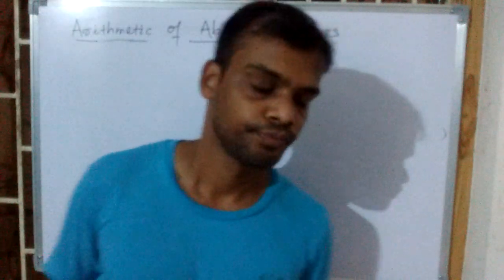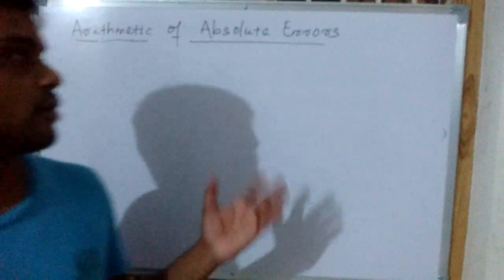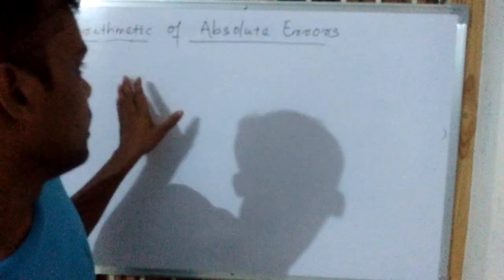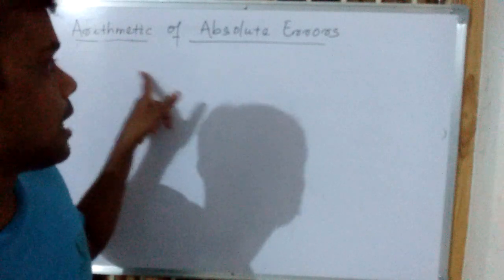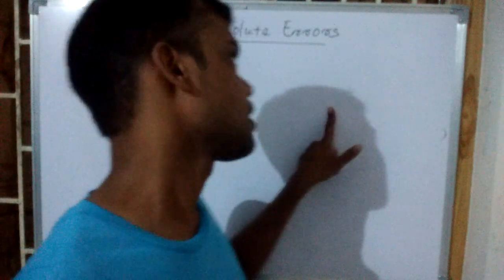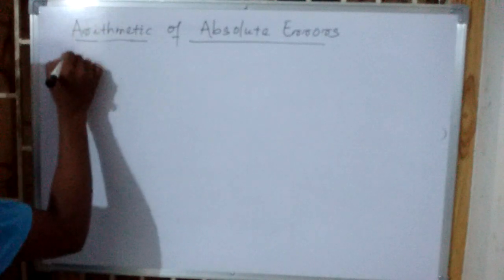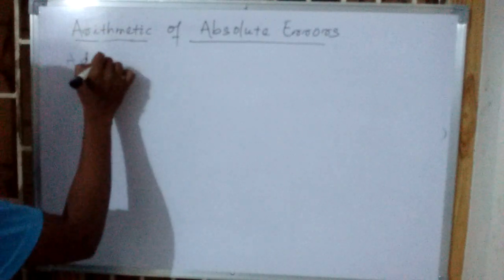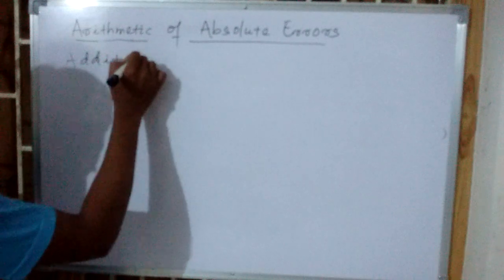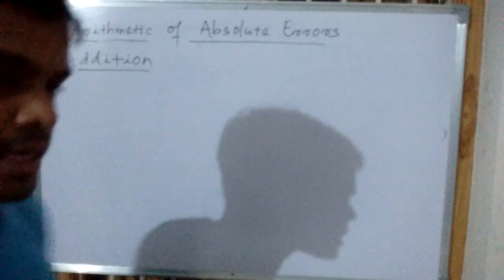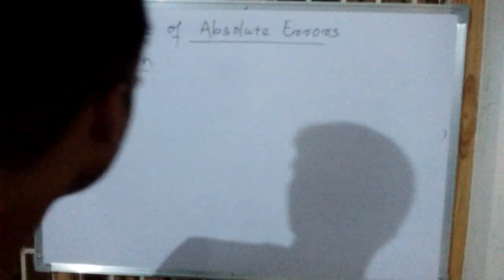Hello students, in the previous class we have already discussed what is absolute error and what is relative error. In this class we shall discuss arithmetic of absolute errors. Arithmetic means first addition. How two quantities are added with their errors, absolute errors.